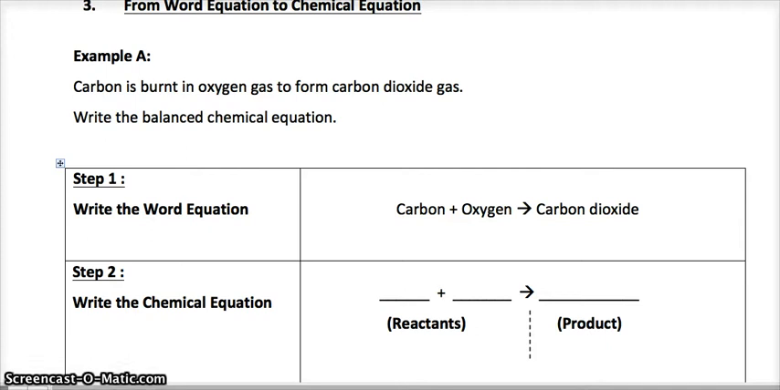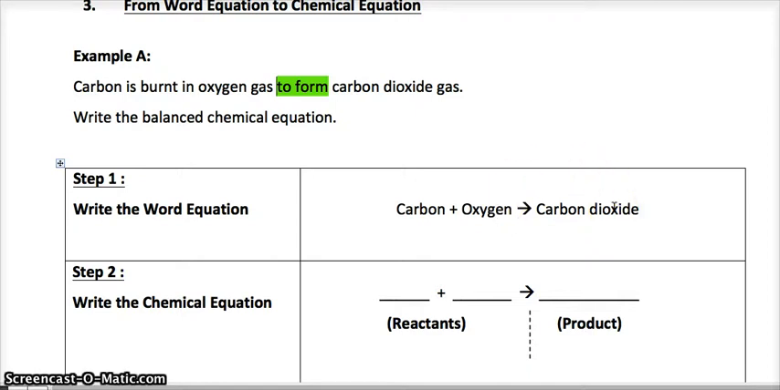Alright, step number 1, you write the word equation. Now you have to look out for keywords such as "to form". So you know carbon dioxide is actually the product, and then carbon and oxygen are the reactants. So you write the reactants on the left-hand side of the equation, and then you write down the product on the right-hand side of the equation.